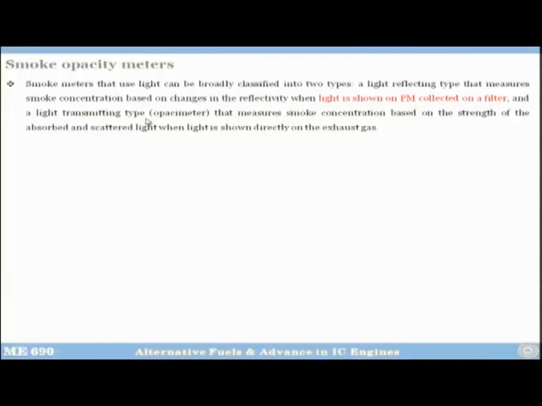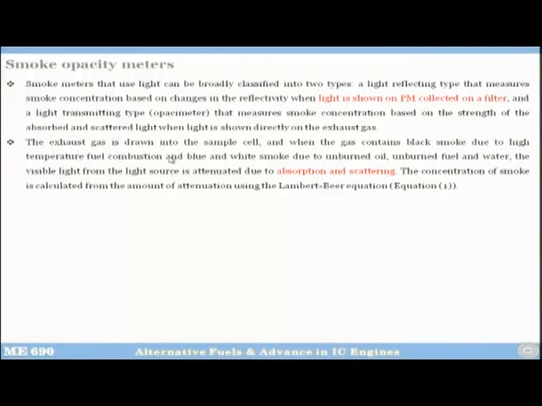And the second type is the light transmitting type, which is the opacimeter that measures the smoke concentration based on the strength of absorbed and scattered light when the light is shone directly on the exhaust gas. So, this is like a tube filled with smoke. The exhaust gas is drawn into the sample cell when the gas contains black smoke due to high temperature fuel combustion, and blue and white smoke due to unburnt oil, unburnt fuel and water, and visible light from the light source is attenuated due to absorption and scattering.